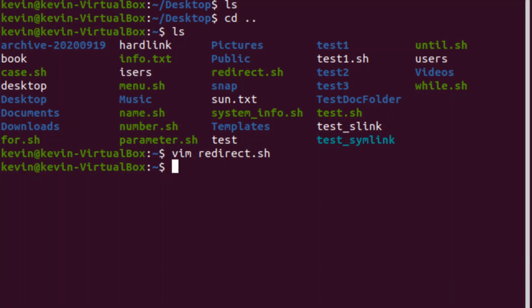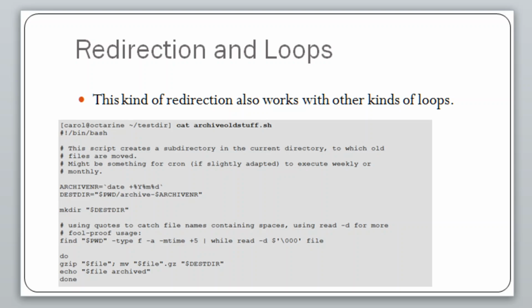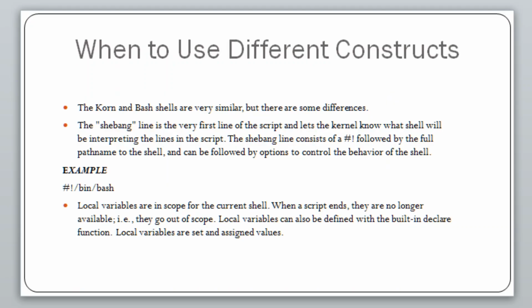Okay, so let's finish out our PowerPoint here. Let's talk about when to use different constructs. The Korn and bash shells are very similar, but there are some differences. The shebang line is the very first line of the script and lets the kernel know what shell will be interpreting the lines in the script. Now guys, you've heard me call this shebang hash-bang, okay? Those terms are interchangeable.